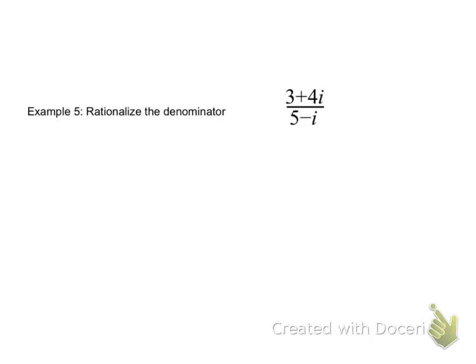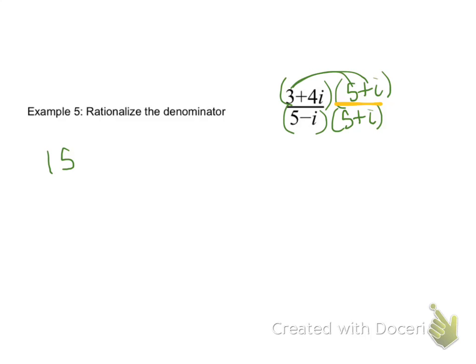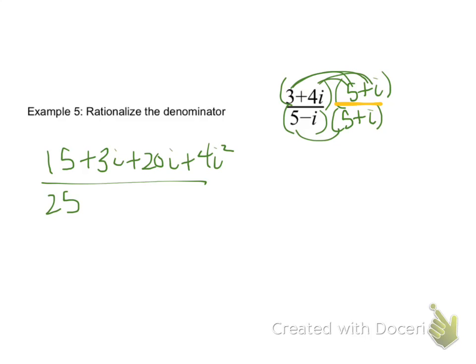The complex conjugate of 5 minus i is going to be 5 plus i. And so again, by multiplying by 5 plus i over 5 plus i, we're actually multiplying by 1, so we're not changing the value of our fraction. We're going to FOIL out the numerator, and when we do that, we get 15 plus 3i plus 20i plus 4i squared over, FOILing out the denominator, I get 25 plus 5i minus 5i minus i squared.